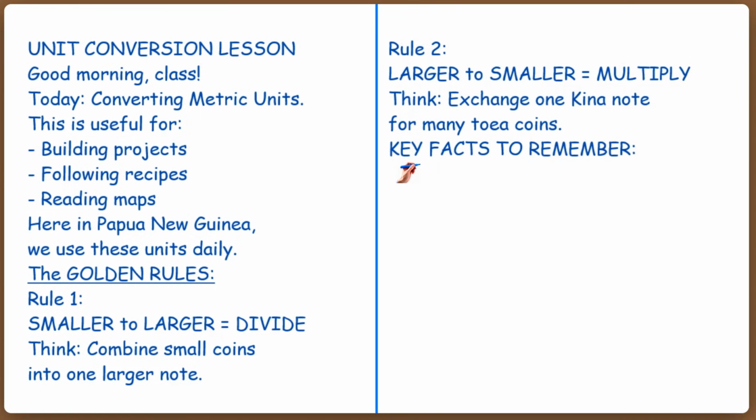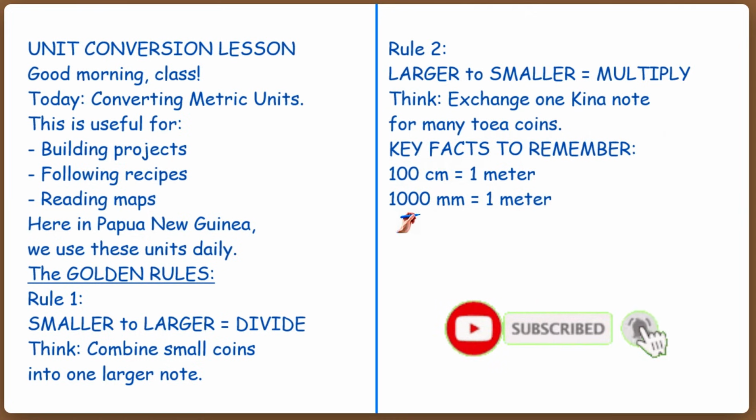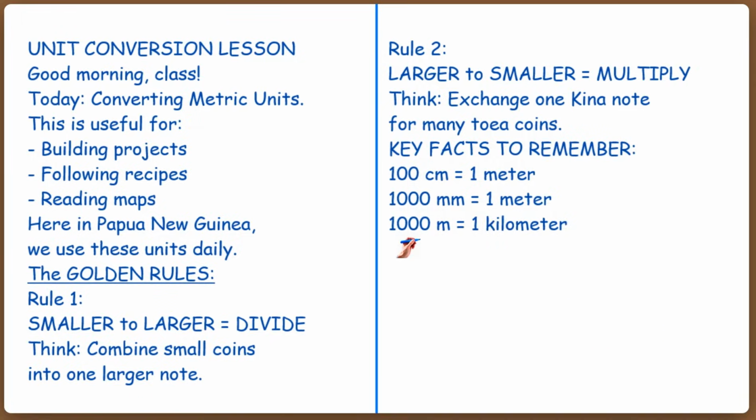Key facts to remember: 100 centimeters equals 1 meter. 1,000 millimeters equals 1 meter. 1,000 meters equals 1 kilometer.